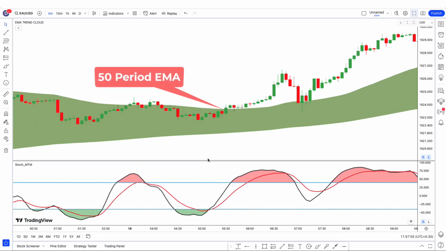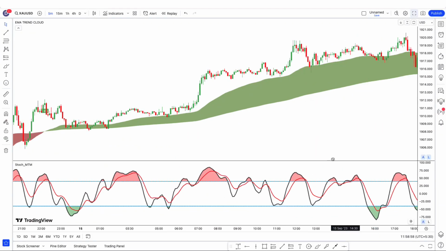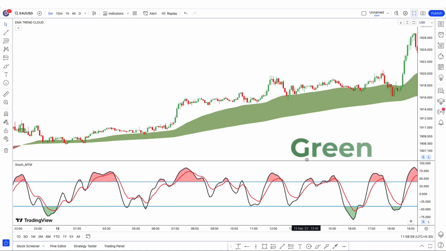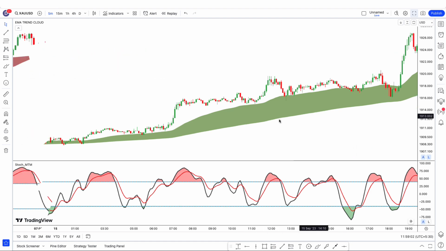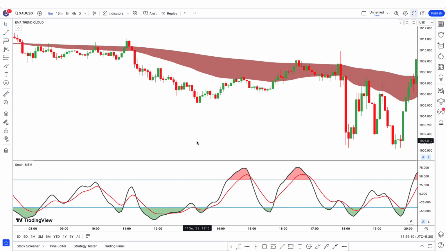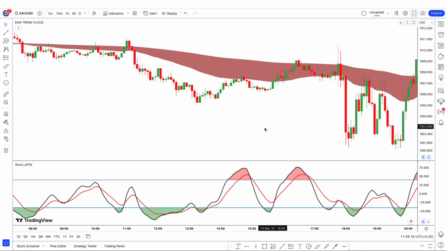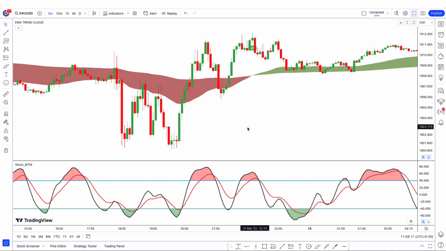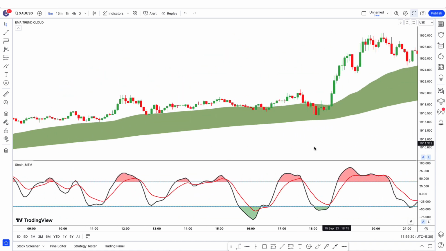Now we have this beautiful trend cloud on our chart, which is just composed of the 50-period EMA at the top and a 200-period EMA at the bottom. The space between the two EMAs is filled with a green background color whenever the 50-period EMA is above the 200-period EMA, indicating a bullish trend. Conversely, whenever the 50-period EMA is below the 200-period EMA, the space is filled with a red background color signaling a bearish trend. This visualization makes it easy to see when the market is in a bullish phase or in a bearish phase without needing to look at the individual EMAs.